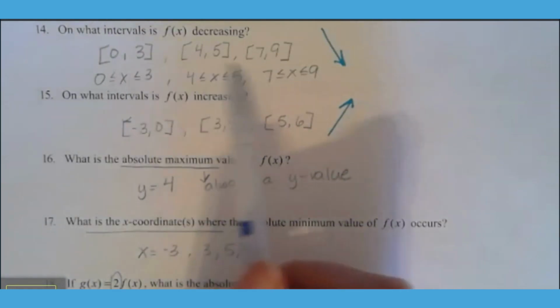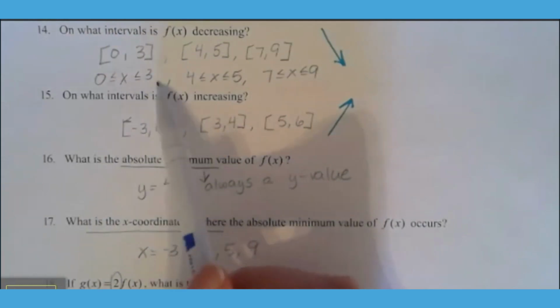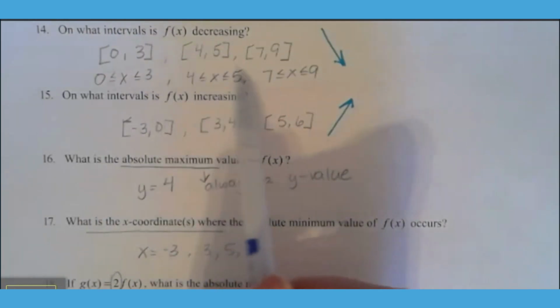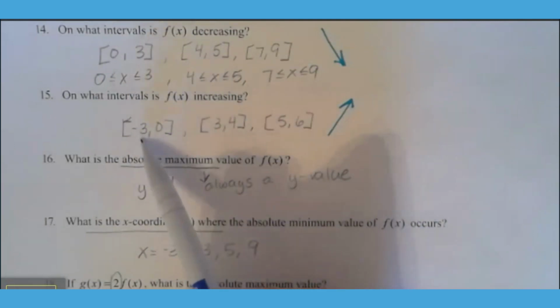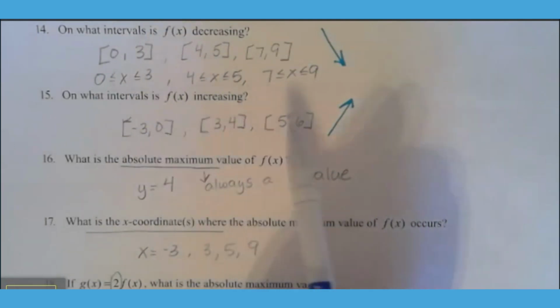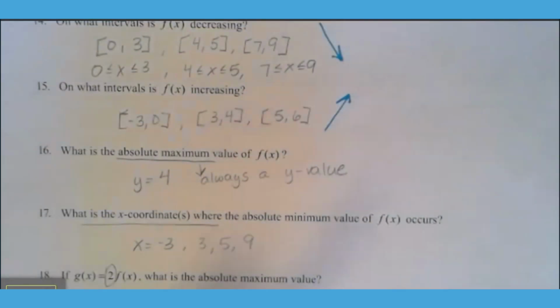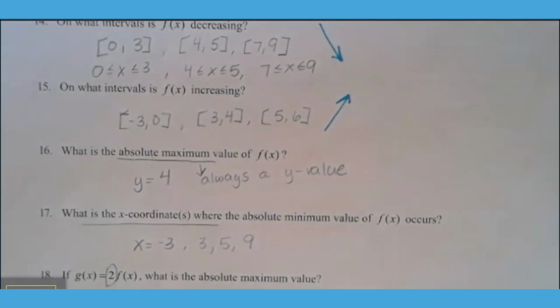So intervals of decreasing, x is between 0 and 3, between 4 and 5, and from 7 to 9, intervals of increasing, -3 to 0, 3 to 4, and 5 to 6. Another important concept that they will be required to use in pre-calculus and AP calculus is the idea of absolute maximums and minimums, and more so the idea of what they are along with where they occur, which is the difference between 16 and 17.